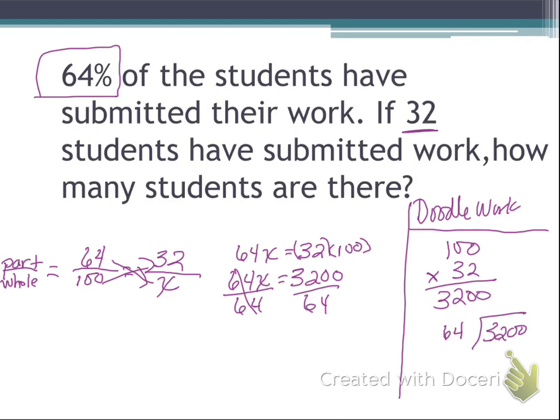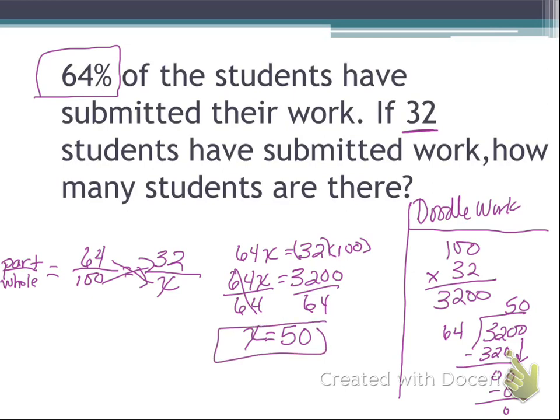320 divided by 64 would be 5. 5 times 64 is 320. Subtract and I get 0. I have that 0 out there at the end. I have to bring it down. 0 divided by 64 is 0. Subtract and we're left with 0. So that means that X is equal to 50. That means that there's a total of 50 students.